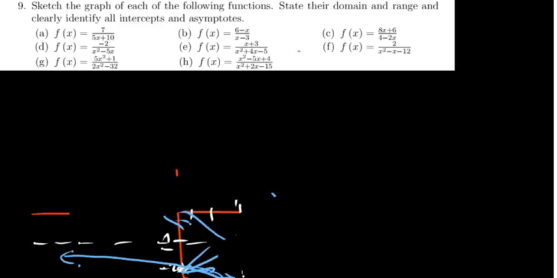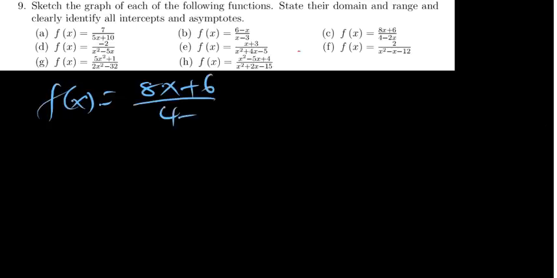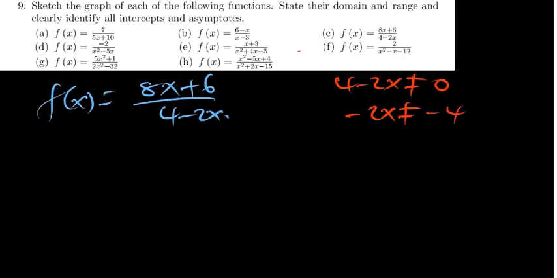So part C is saying f of x is equal to 8x plus 6 divided by 4 minus 2x. So to find the domain, like we said, 4 minus 2x not equal to 0, we solve for x. 2x not equal to negative 4. Okay, I'll divide both sides by negative 2. x will be not equal to what? 2. That is my domain.